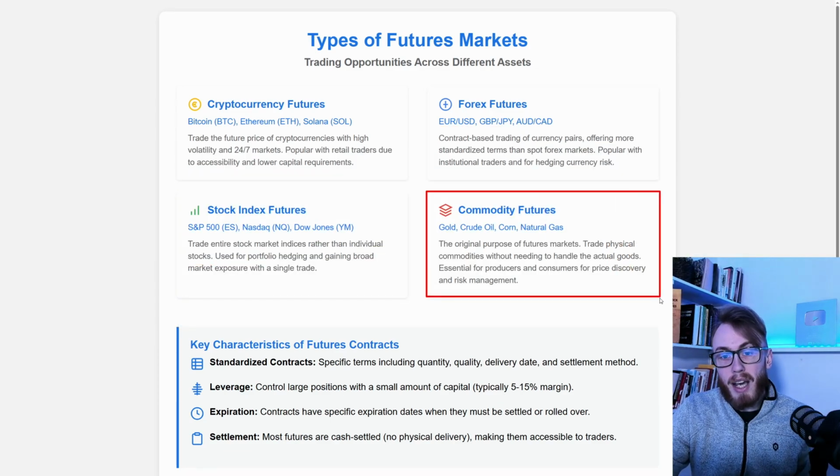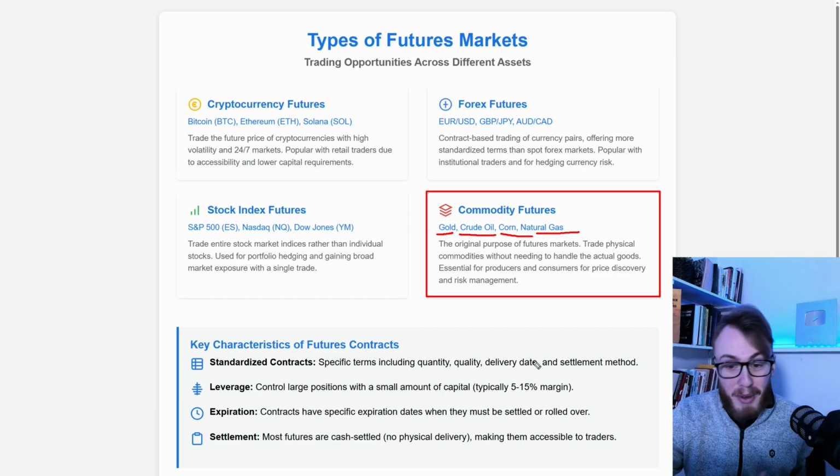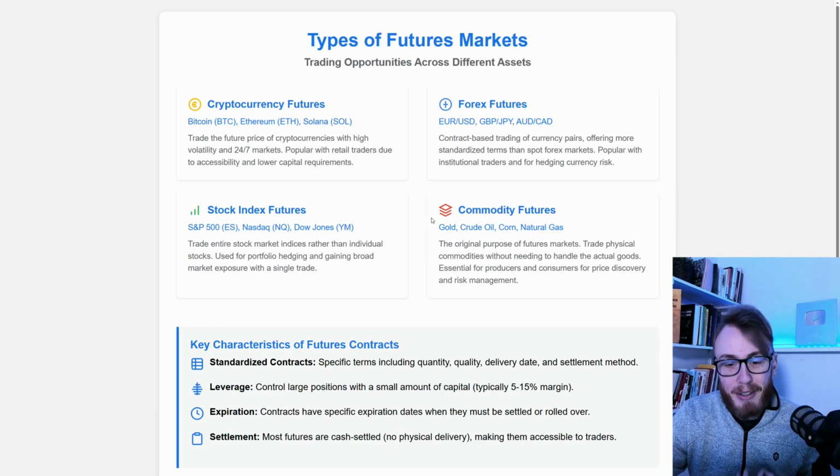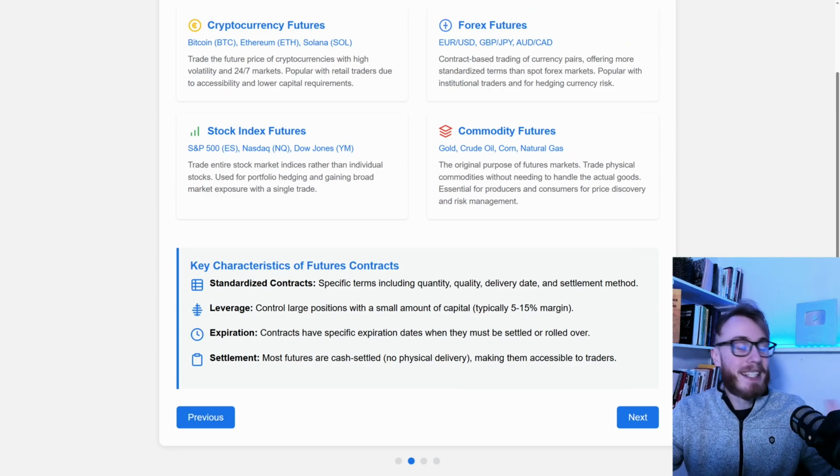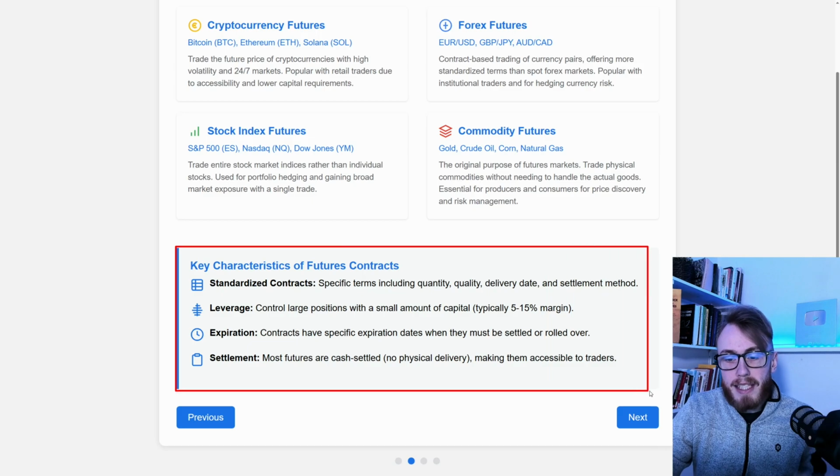Last but not least, here we have the commodities market. Here you can trade things like gold, oil, corn, natural gas, and as I said, we have some very funny markets like bacon, and it gets crazy over there in the commodity futures.